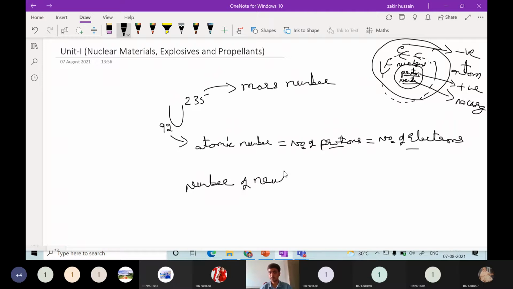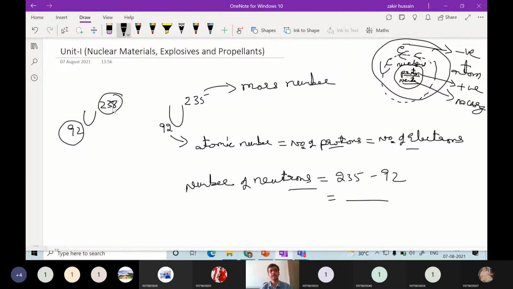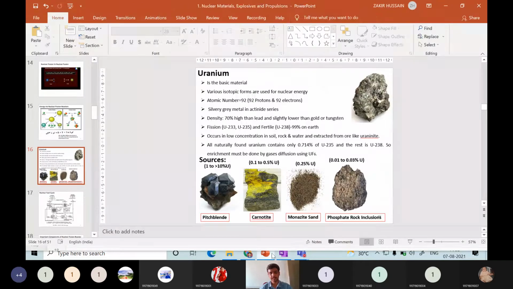The number of neutrons is equal to the mass number, 235, minus 92. Whatever you get is the number of neutrons present in this particular element. For example, take U-238 with atomic number 92. This is the atomic number, this is the mass number, and when you subtract the atomic number from the mass number, you get the number of neutrons. Usually that is how it is represented.